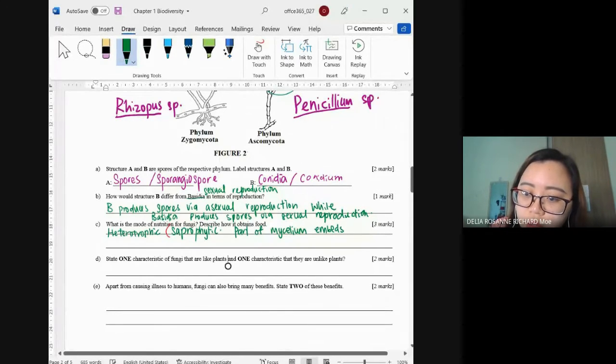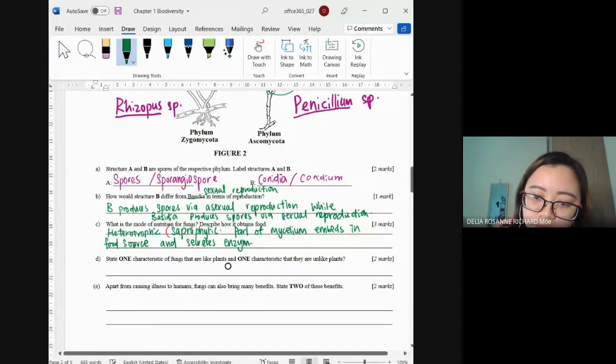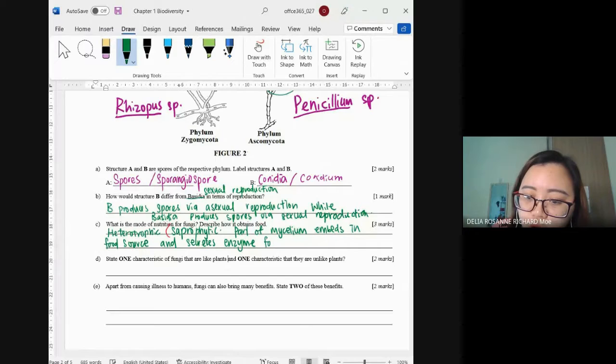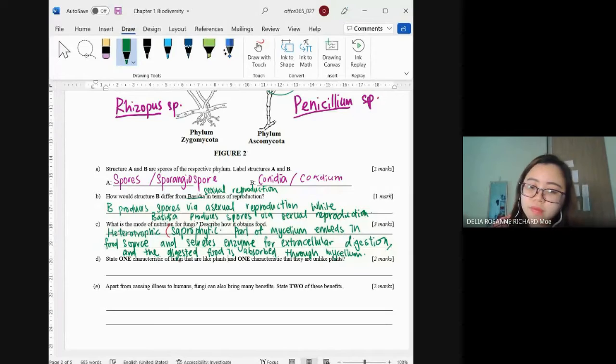embeds in food source and secretes enzyme for extracellular digestion and the digested food is absorbed through mycelium. Into mycelium.